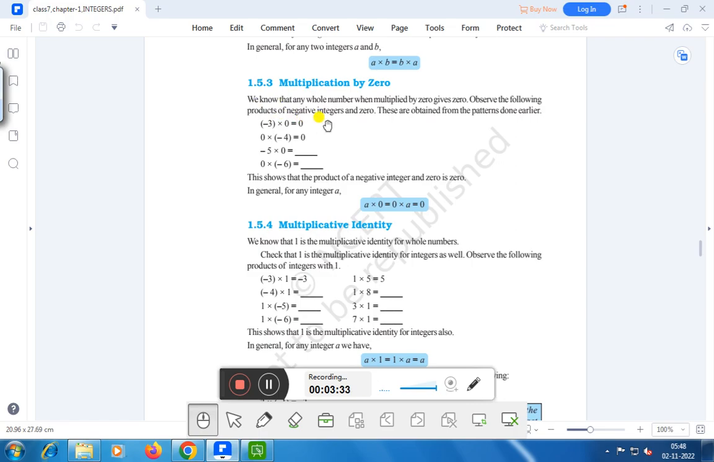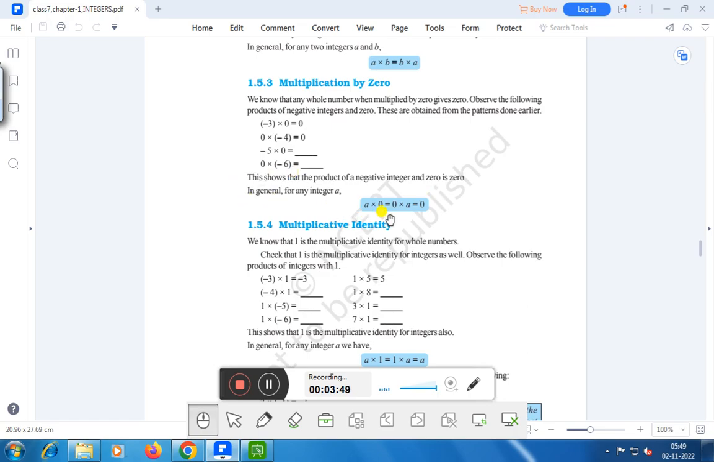Multiplication by 0. We know that a whole number when multiplied by 0 gives 0. Observe the following products of negative integers and 0. These are obtained from the patterns done earlier. Minus 3 into 0 is 0, 0 into minus 4 is 0, minus 5 into 0 is 0, 0 into minus 6 is equal to 0. This shows that the product of a negative integer and 0 is always 0, right?